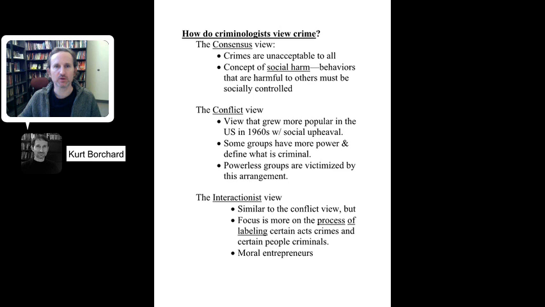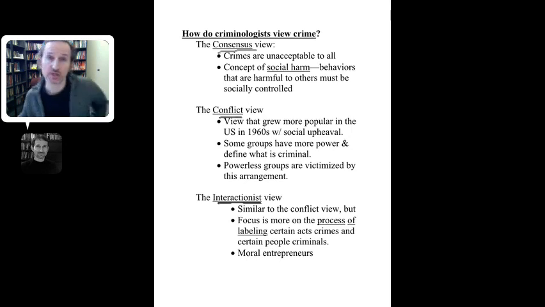There's also a question about how criminologists view crime, and their view of crime has changed over the years. So I've got this discussion here in three parts I'd like to show you as the evolution of different perspectives on crime. First, you've got the consensus view and the conflict view, and then we'll also talk about the interactionist view, sometimes also called the symbolic interactionist view on crime. Let's start up with consensus view.